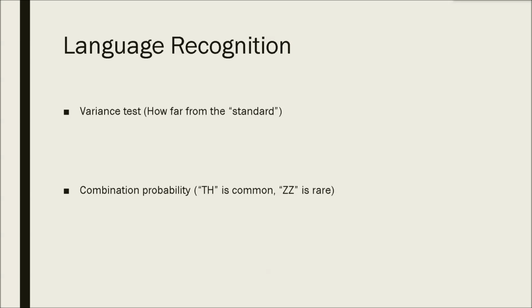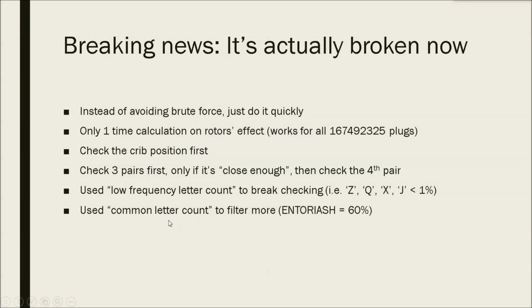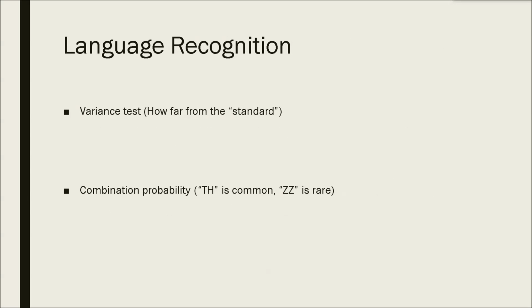But once again, this is much more computation demanding than the previous test that we're talking about. If we just check, oh, this is the third Z I've seen, so it's not English, and I reject immediately without even needing to encrypt the entire string, it makes the whole thing run much faster.